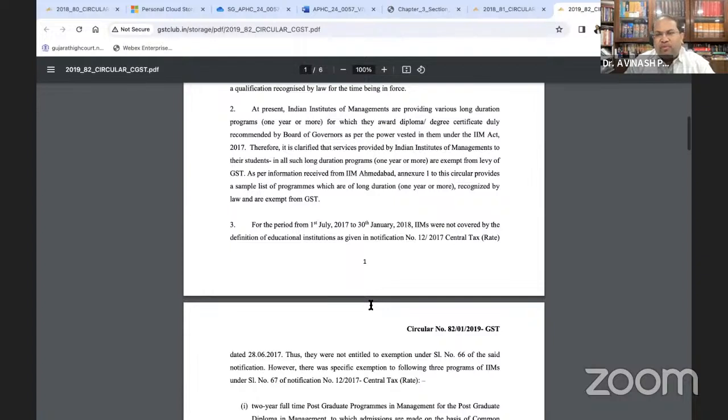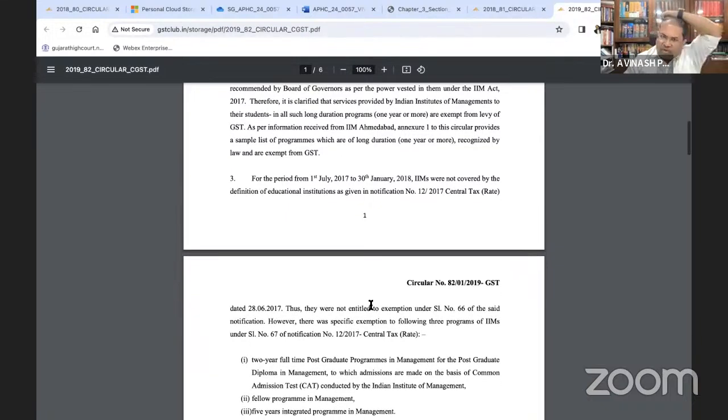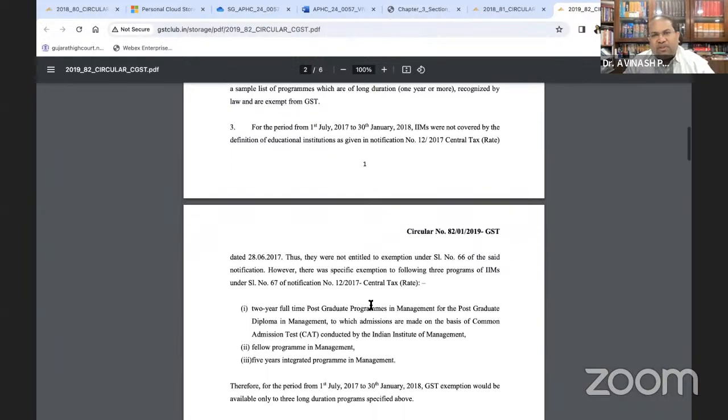for which they award diploma, degree, or certificate duly recommended by the board of governors as per the power vested in them under the IIM Act. Therefore, it is clarified that services provided by Indian Institutes of Management to their students in all such long duration programs, 1 year or more, are exempt from levy of GST. As per the information received from IIM Ahmedabad, Annexure 1 to this circular provides a sample list of programs which are of long duration, 1 year or more, recognized by law and are exempt from GST.